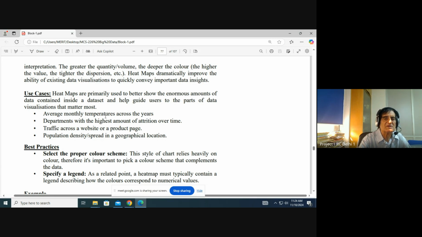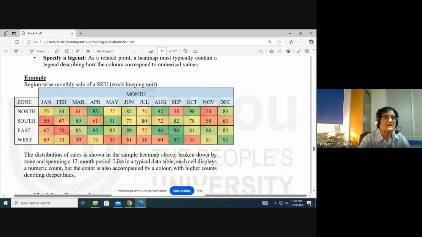Examples: average monthly temperature of the year, department with the highest amount of attrition over time, traffic across a website or a product page, population density spread in a geographical area. So this is the region-wise monthly sale of SKUs, stock keeping units. This is January, February, March to December. This is north, south, east, west, with different color areas. So that type of thing. This is the heat map. So that's the distribution of sale.